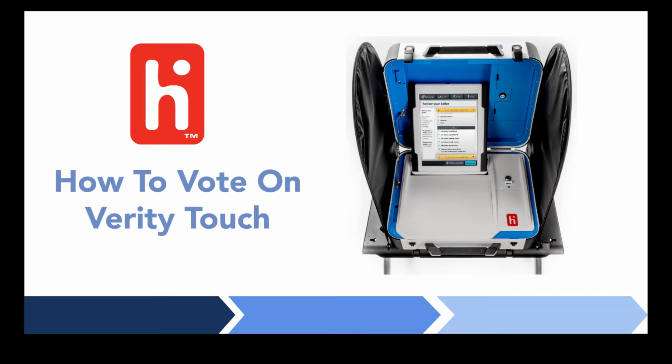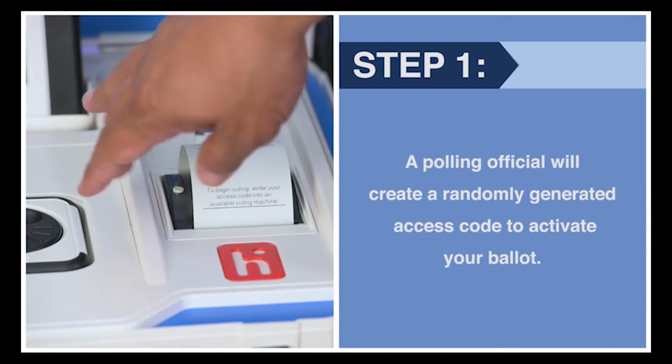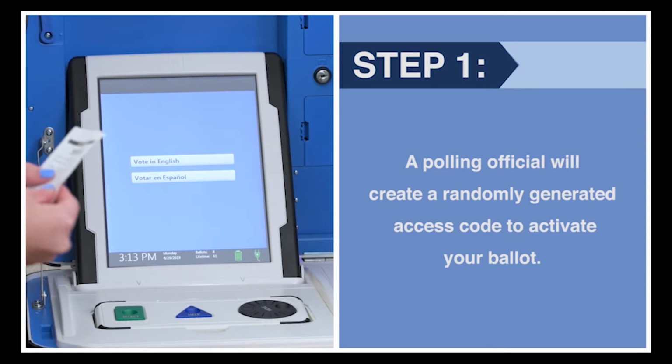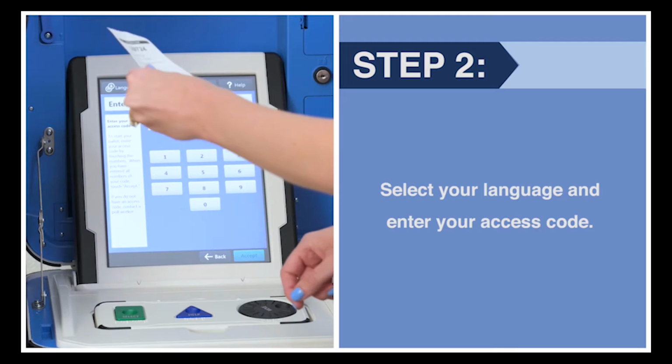How to vote on Verity Touch. A polling official will create a randomly generated access code to activate your ballot. Select your language and enter your access code.